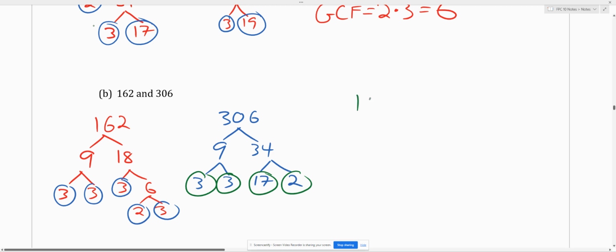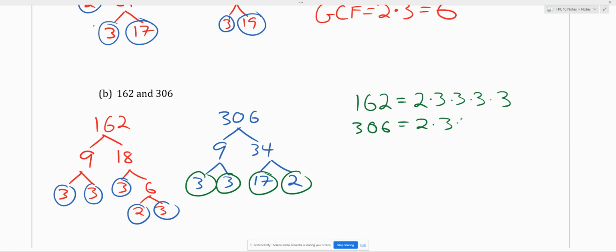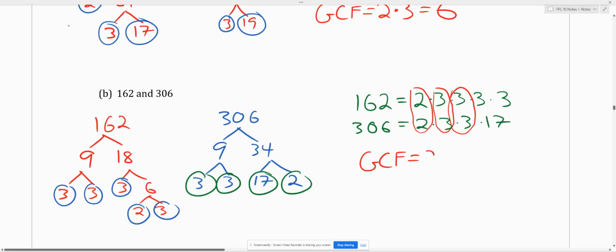So let's list them right beside each other or above and below so we can easily find our pairs. This one has 1 two and then 4 threes. And 306 is equal to 2 times 3 times 3 times 17. And we just find our matching pairs here. So we have a pair right here, 2 and 2, 3 and 3, 3 and 3. So there's our GCF. We just have to multiply the 3 common primes, which is 2 times 3 times 3, which is going to give us 18, and we are done.